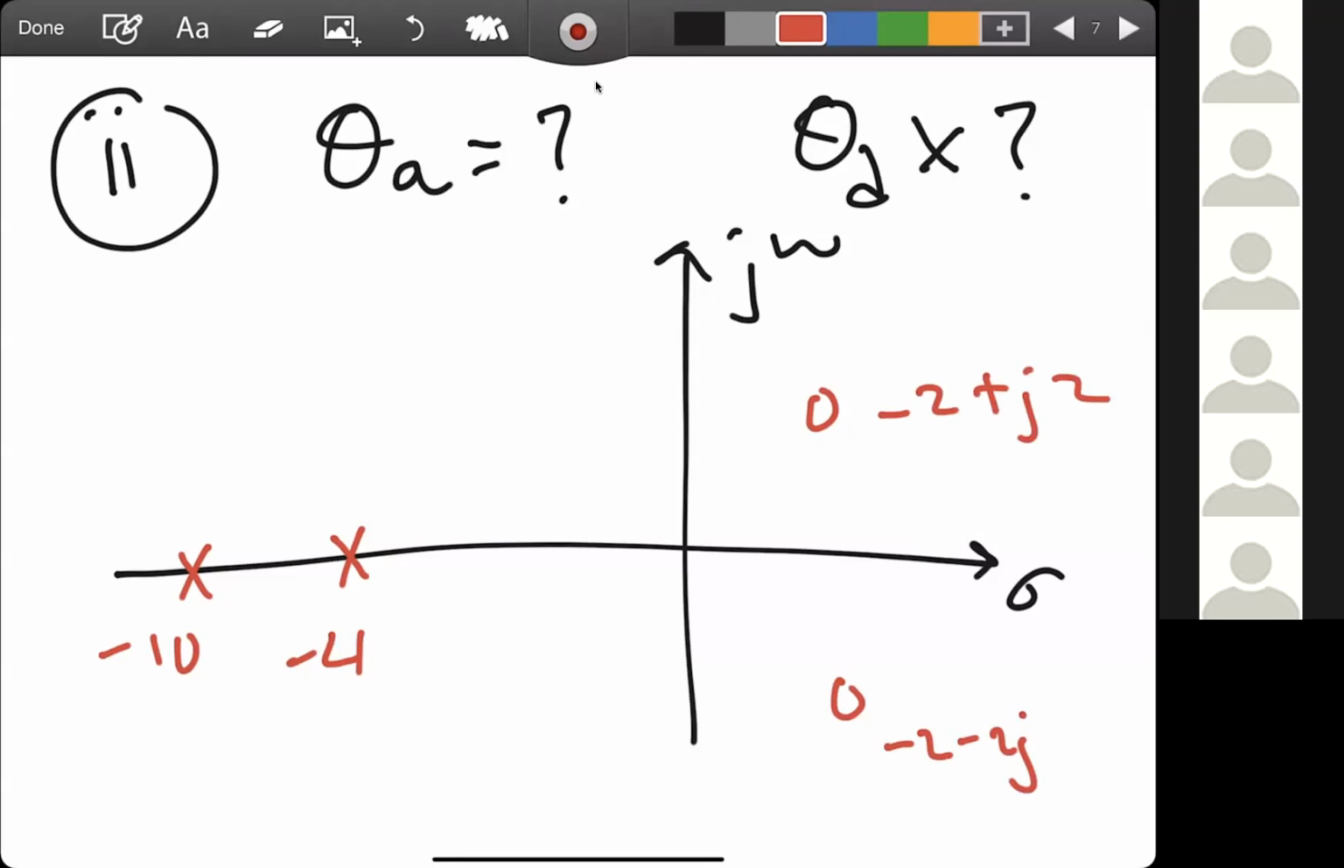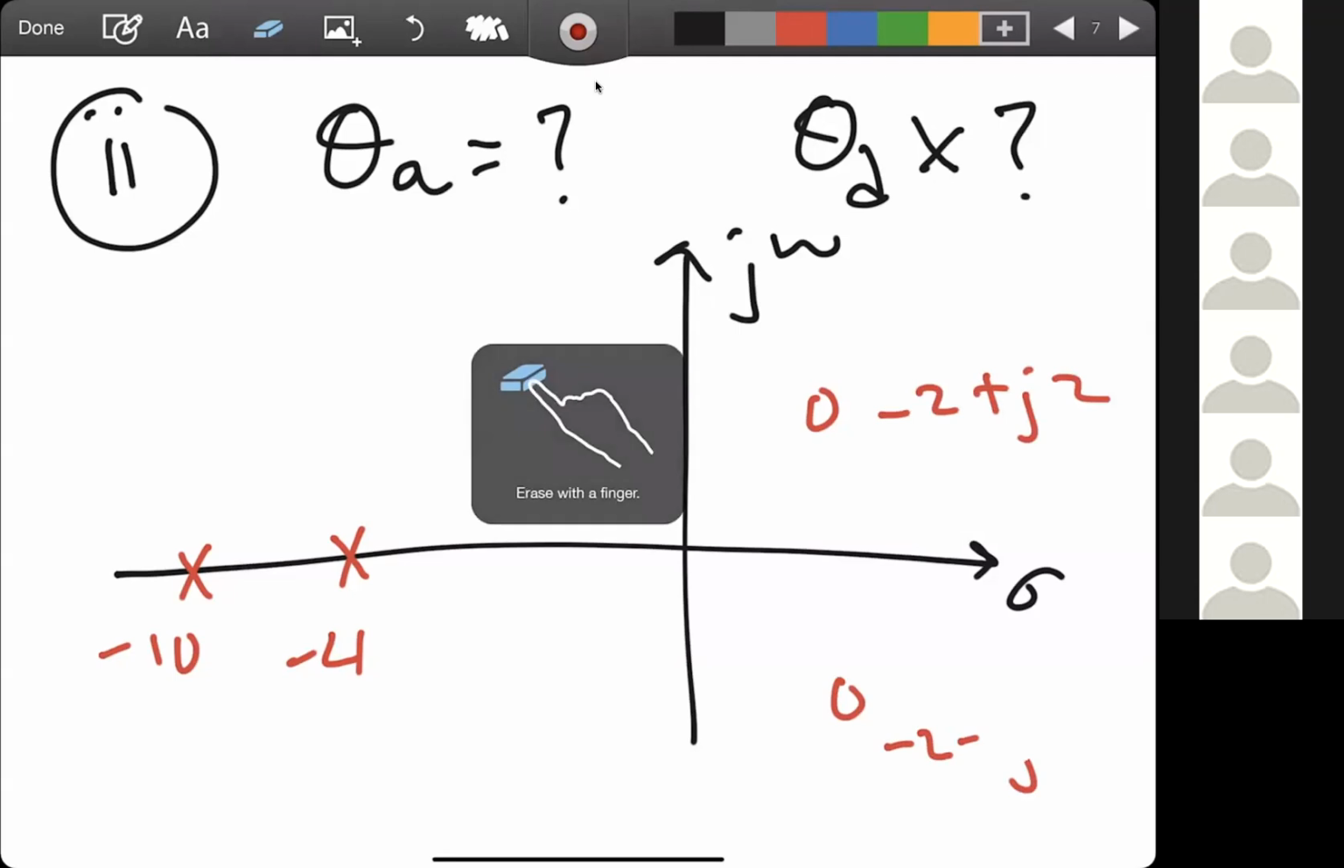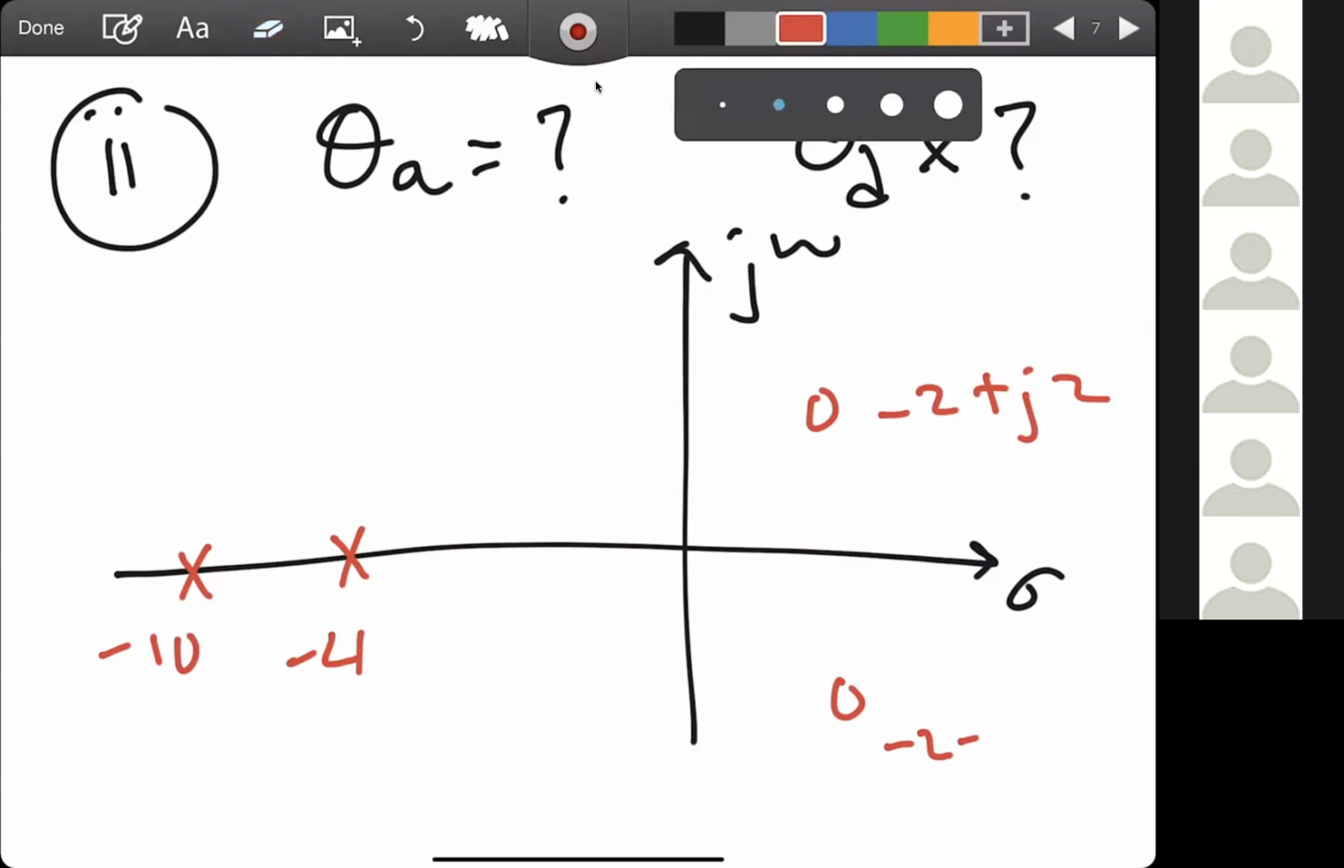So we have one pair of zeros: -2 plus j2, -2 minus j2. Salah jawapan awak. This revision must have some mistakes. During the test, don't make mistakes. Okay?